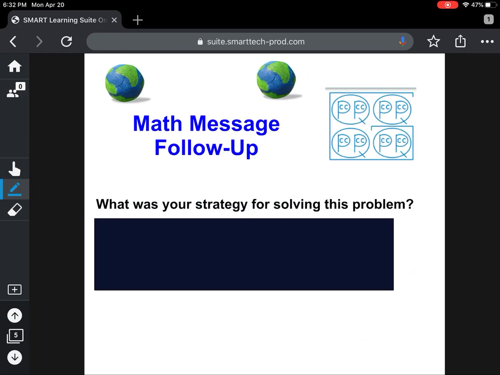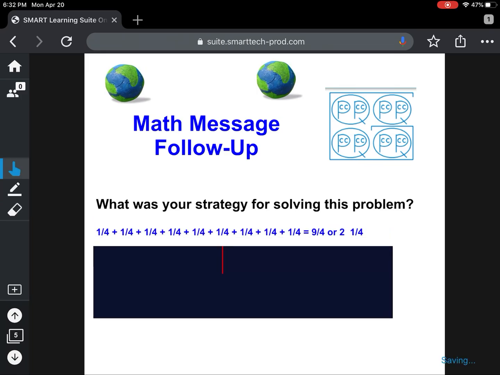All right, let's check to see if you had the right answer for the math message. Remember, we were trying to figure out if the club had enough water. So let's see if you used one of these strategies to figure it out. Did you maybe use repeated addition? We knew each member needed 1/4 cup of water, and there are 9 members in the club. So you could have taken 1/4 and repeated that addition 9 times.